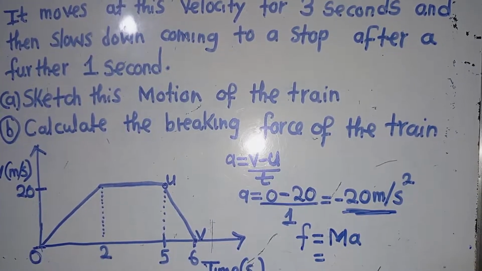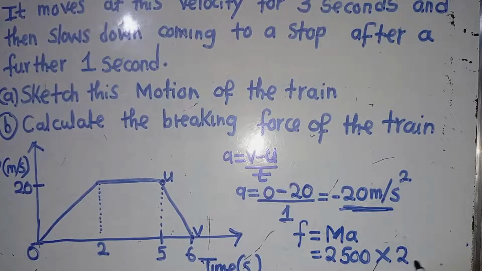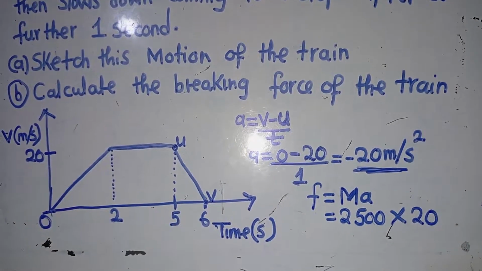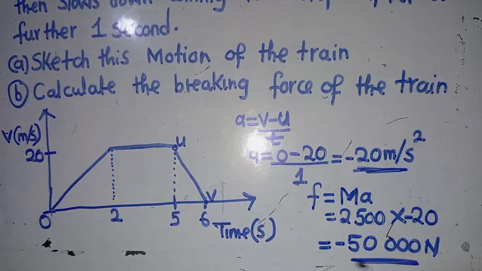So force is 2,500 kgs multiplied by acceleration, which is 20. If I multiply there, the answer that you need to get should be 50,000 newtons. But since there was a negative, you put a negative there, meaning even the answer will have a negative. Negative 50,000 newtons. So this is the braking force.